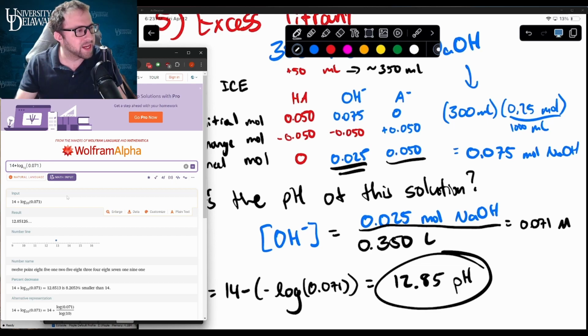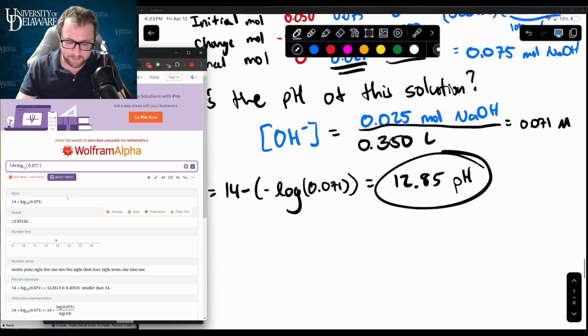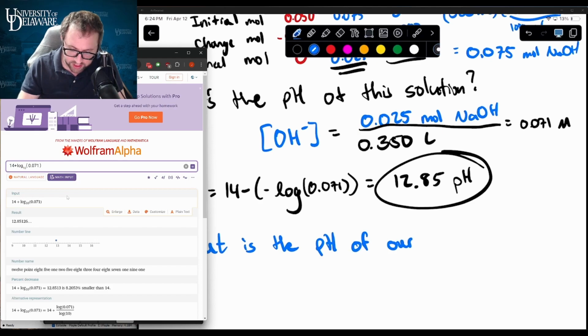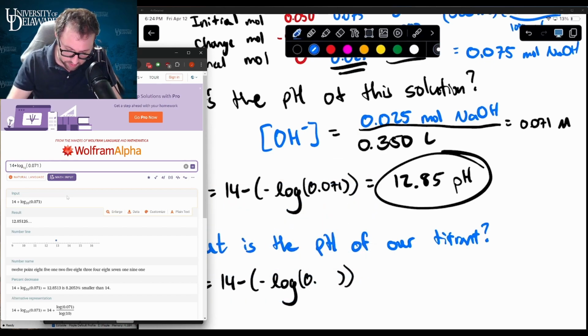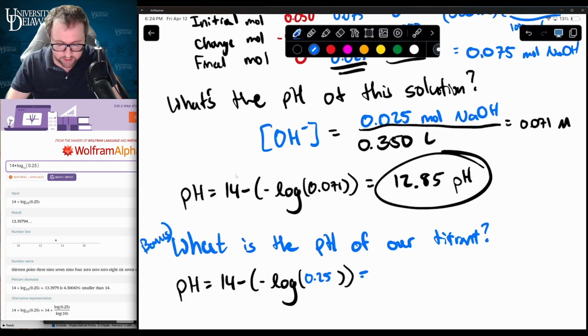So we're adding, at this point, our chemistry is done, right? We're really just, as we add more OH minus, we're increasing the amount of OH minus, we're increasing the volume. We're approaching a limit here. All right. So if we were to find out what is the pH of our titrant, we know the concentration of our titrant is 0.25. So I'm just going to take this whole thing and put 0.25 in there. All right, and that tells us our pH will eventually go to 13.40.